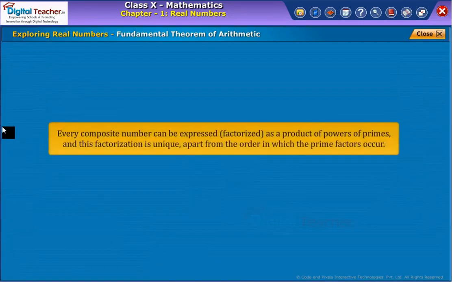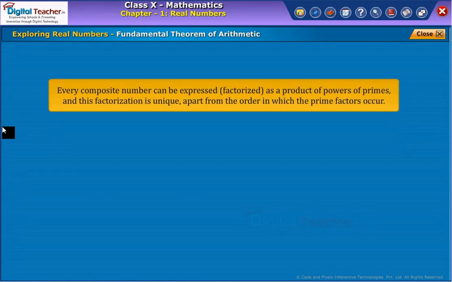Exploring real numbers. Statement of fundamental theorem of arithmetic. Every composite number can be expressed or factorized as a product of powers of primes. And this factorization is unique, apart from the order in which the prime factors occur.